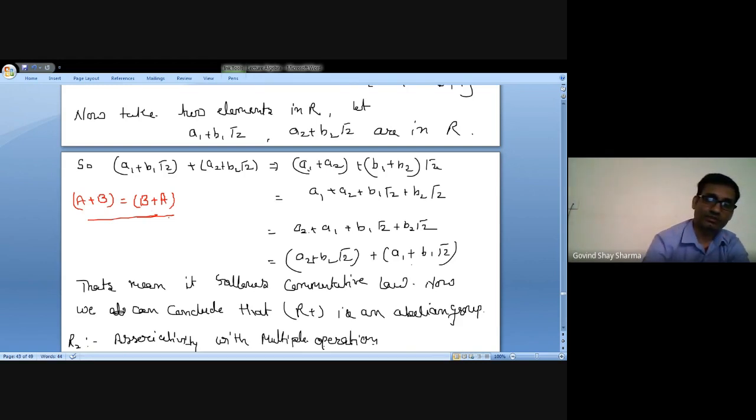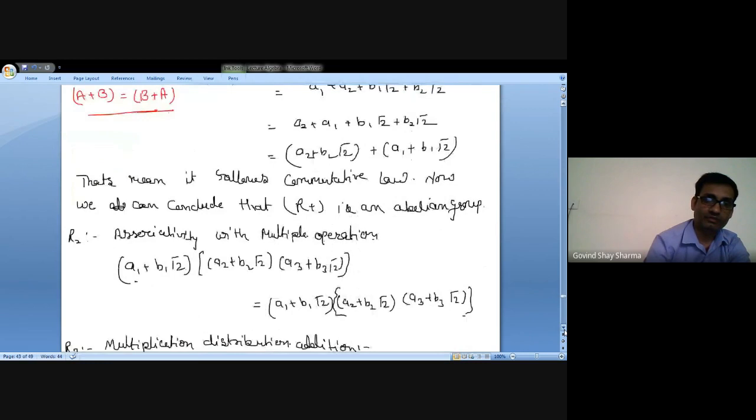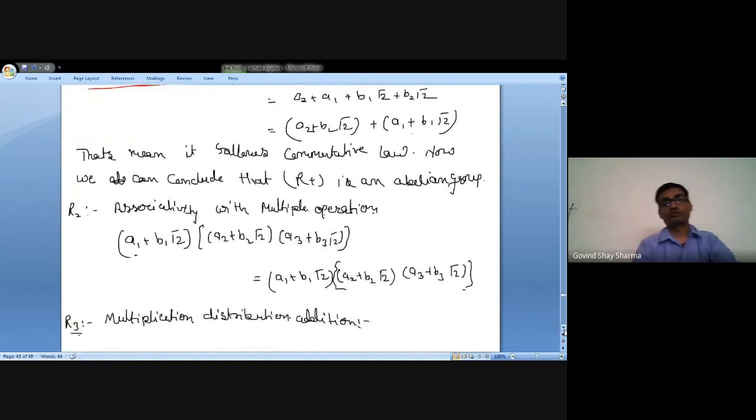This satisfies R1. Now the second condition, R2: associative with multiplication. We know associative for multiplication means we can write (a times b) times c is equal to a times (b times c).